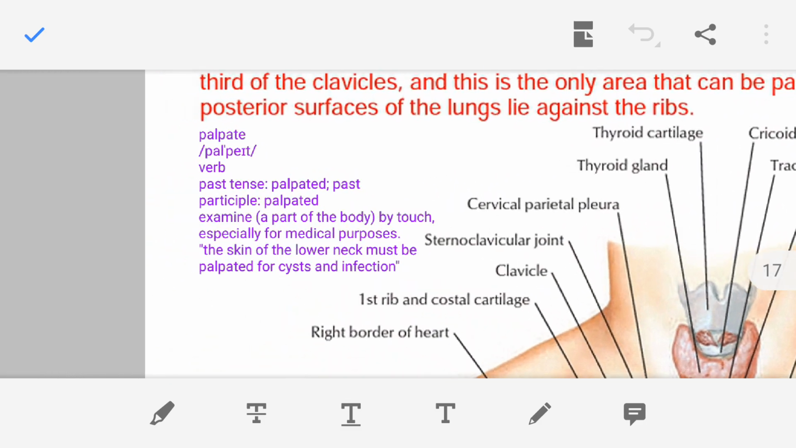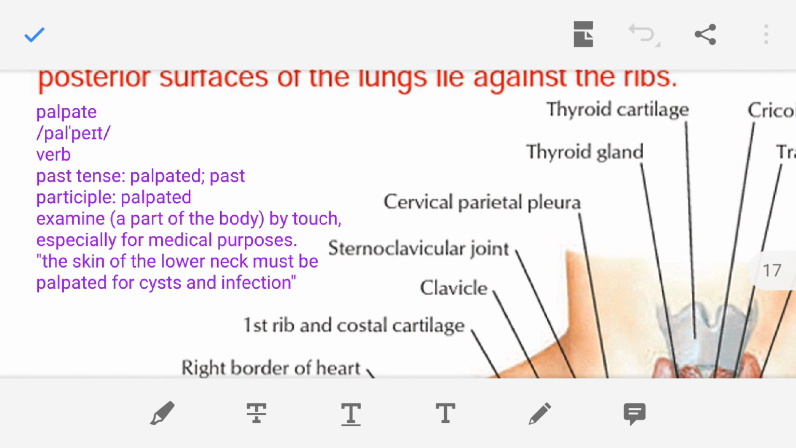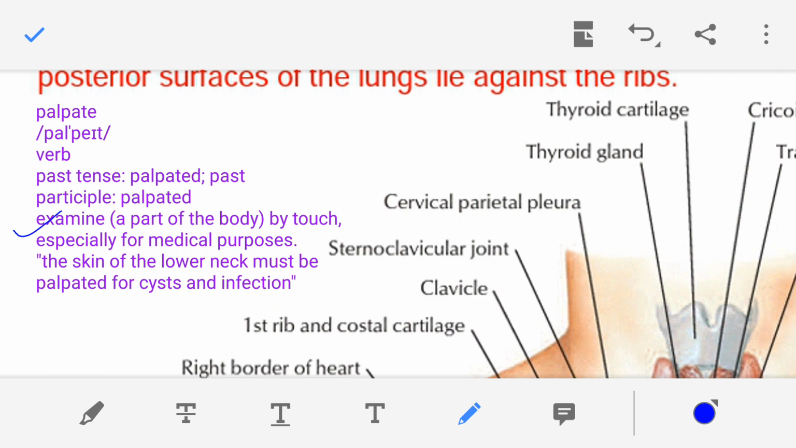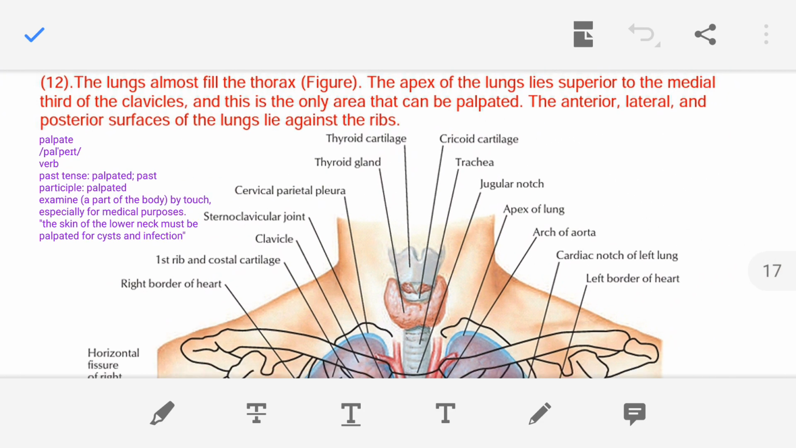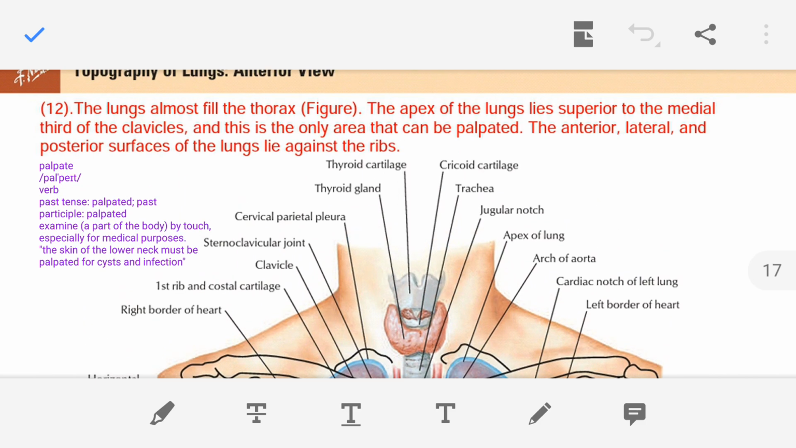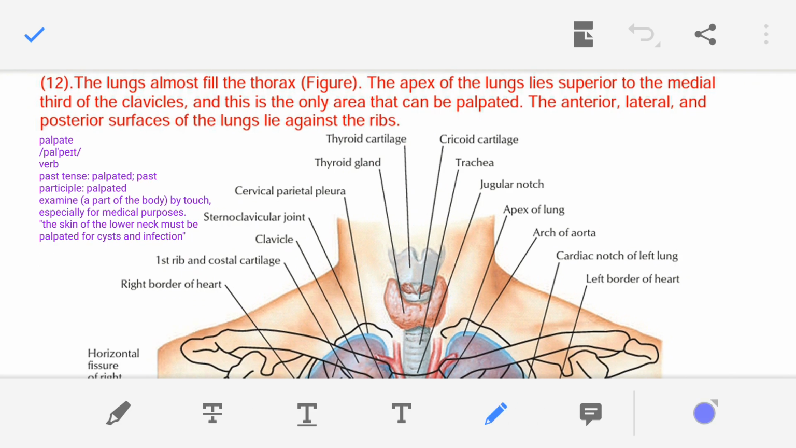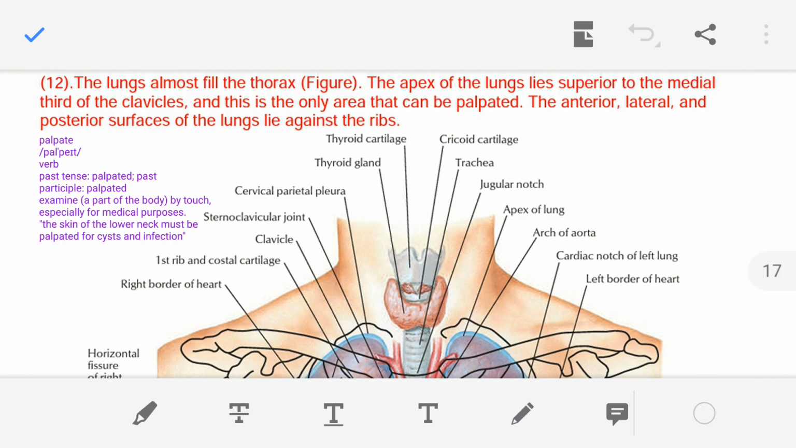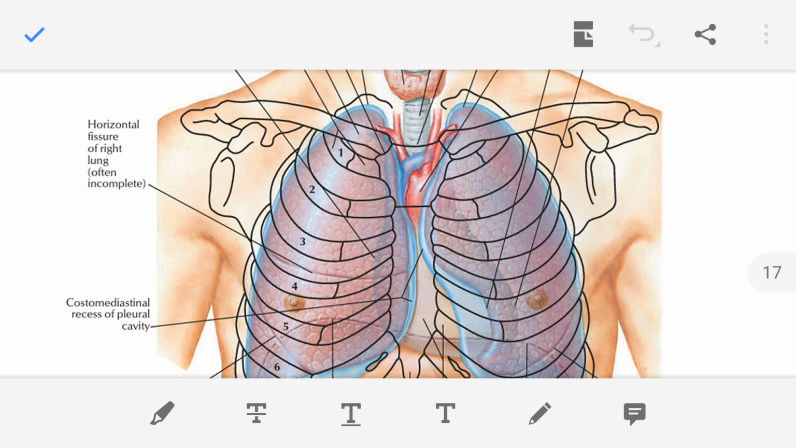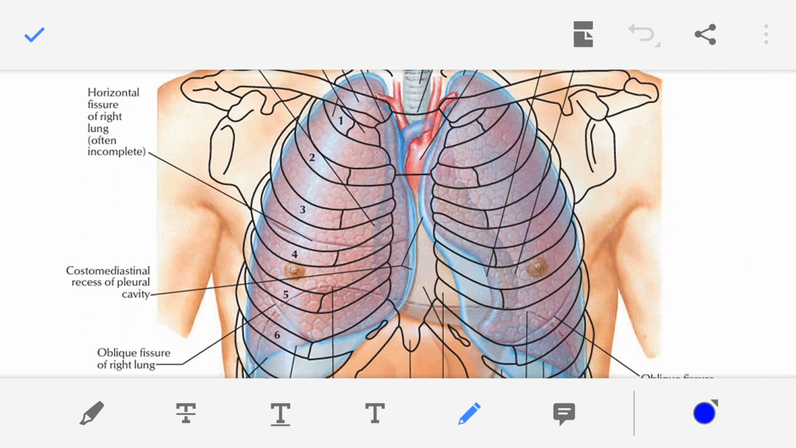And what is the meaning of palpated? Palpated means to examine a part of the body by touch. So by touching this part we can feel the presence of the lungs. Okay, and the anterior, lateral, and posterior surfaces of the lung lie against the ribs. So here you see, this one is the anterior surface, red in color, and it is facing the ribs.